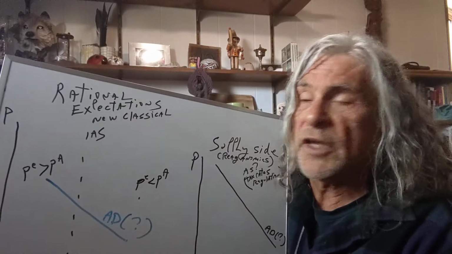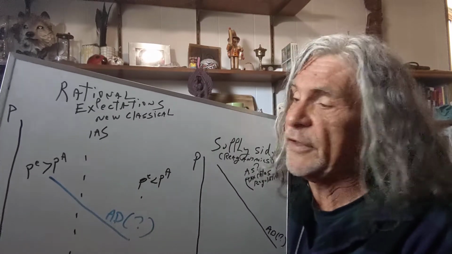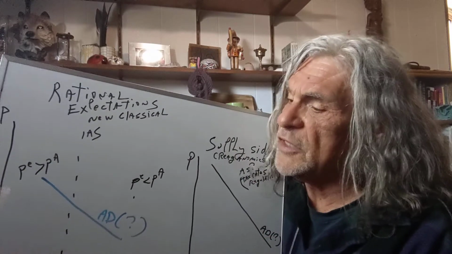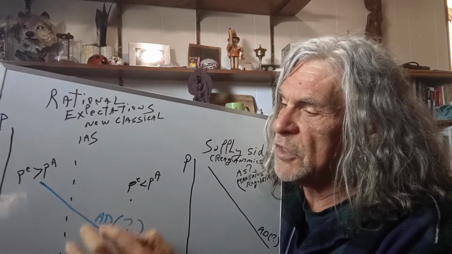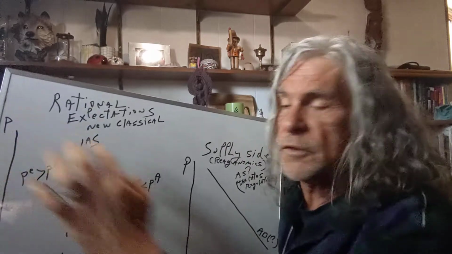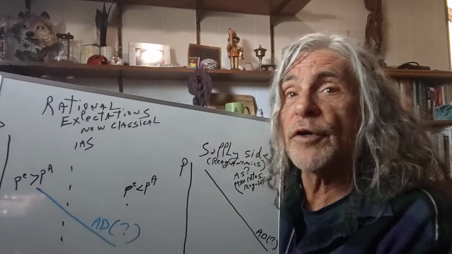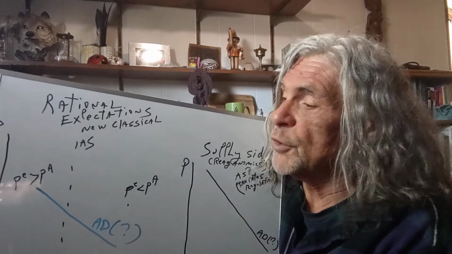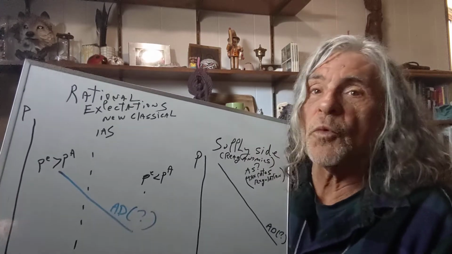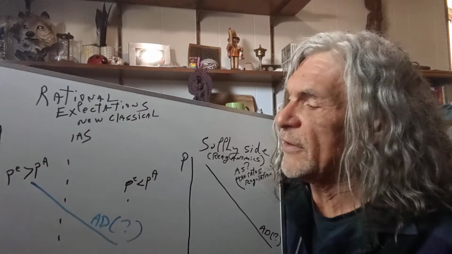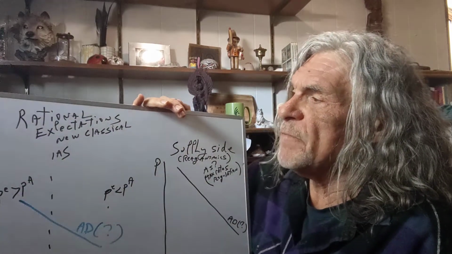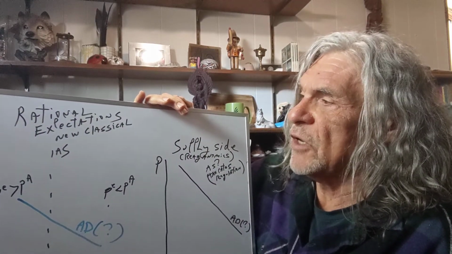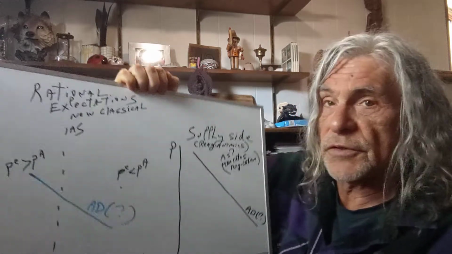And on average, they anticipate correctly the impact on the price level, and then any anticipated increase in aggregate demand, a shift to the right, on average won't affect the level of real GDP because workers guess the impact correctly. Okay? So that's the essence of rational expectations.